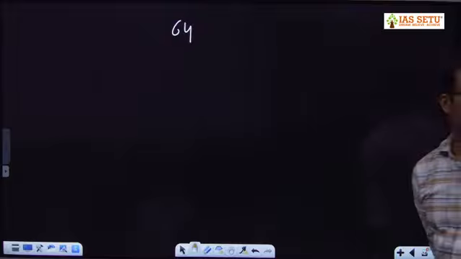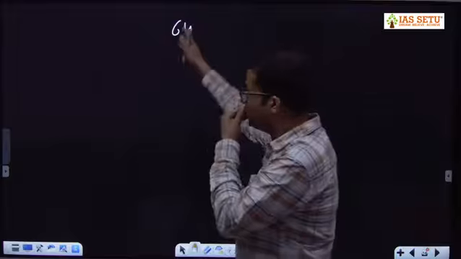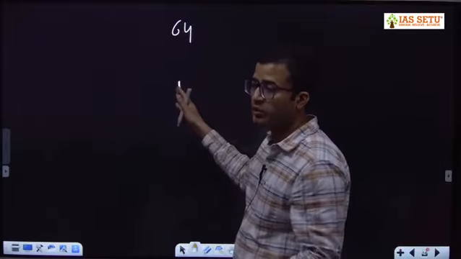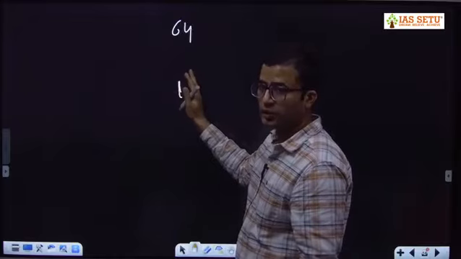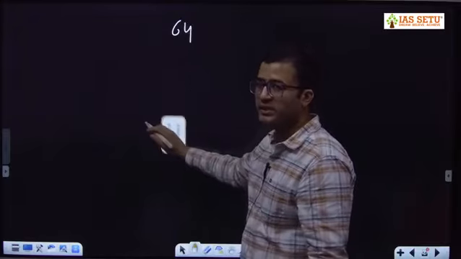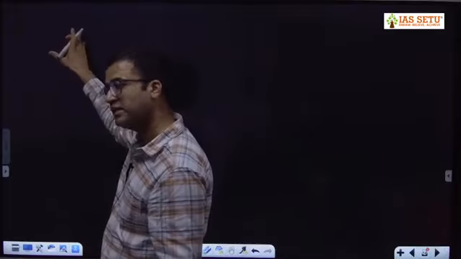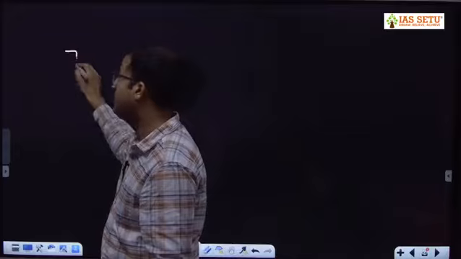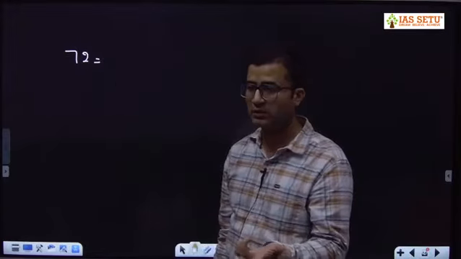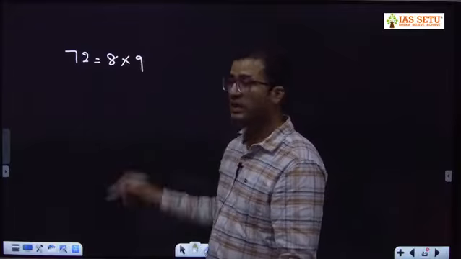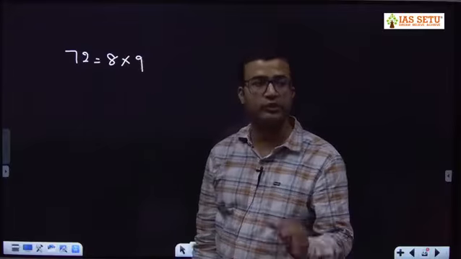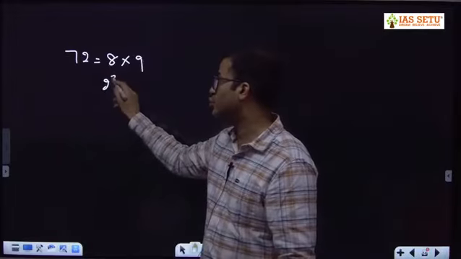See here, like in your class I told you to convert in prime form the way we are doing during school days. But some people, especially category 3, I suggest something else too. Some students ask, sir, for prime form is it required to go this way? It depends. If you are comfortable you can break and you can convert. Like here 8 into 9. If you know 72 is 8 into 9, you can write it is 2 cube 3 square.